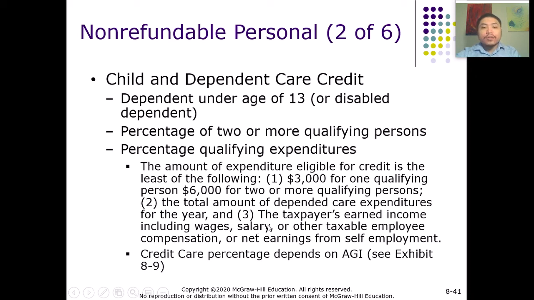Right. And number three, the third category is going to be the taxpayers' earned income, including wage, salary, and other taxable compensation. So it's going to be the earned income, whatever amount that they earned. So the expenditure is going to be the least amount of these three. Right, and then we use that expenditure, multiplied by some predetermined percentage, to calculate the tax credit amount that we can use for the taxpayers.